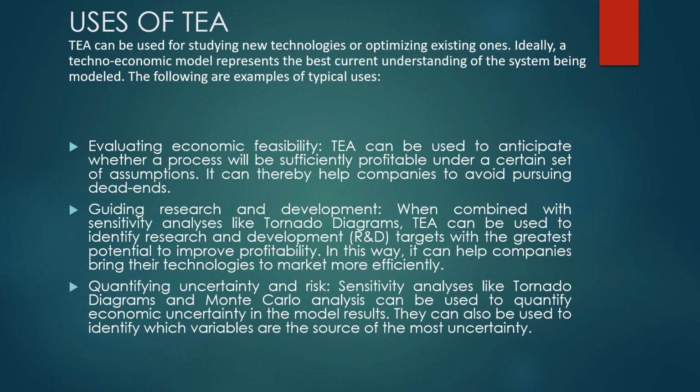And then another use is that it is used in quantifying uncertainty and risks. So sensitivity analysis like the tornado diagrams and Monte Carlo analysis can be used to quantify economic uncertainty in a model result. They can also be used to identify which variables are the source of most uncertainty. So these are some of the uses of techno-economic analysis.